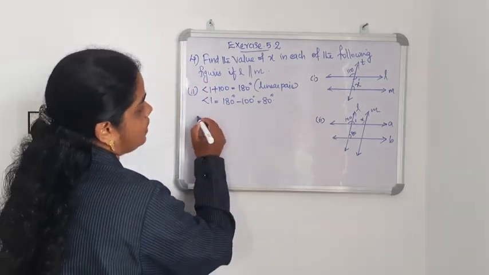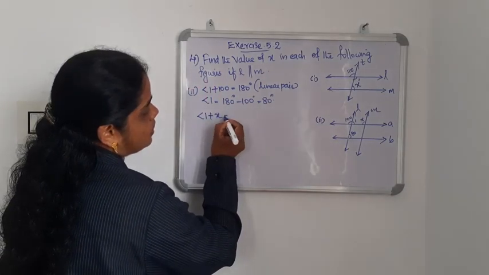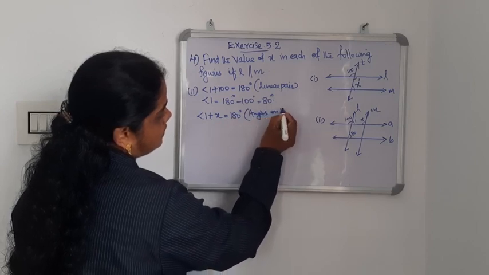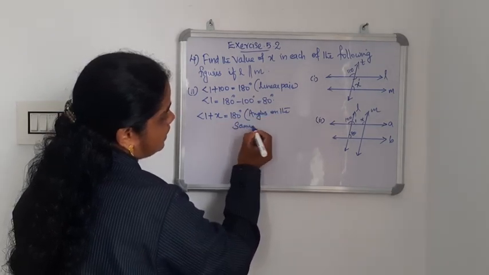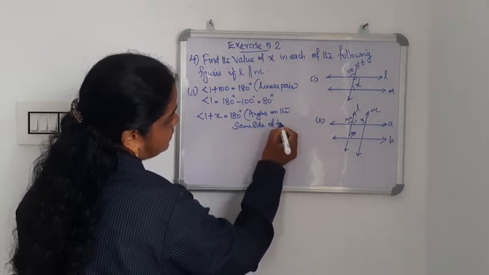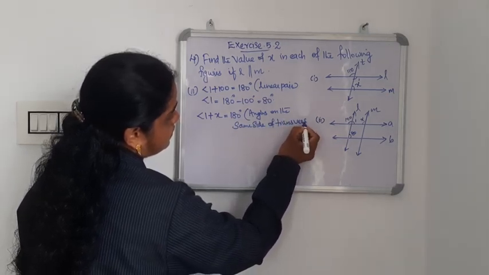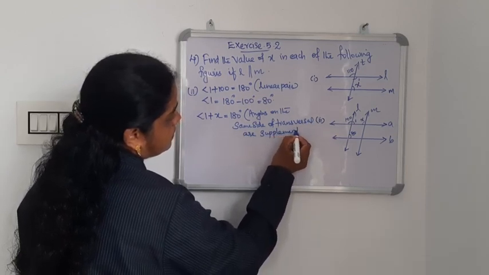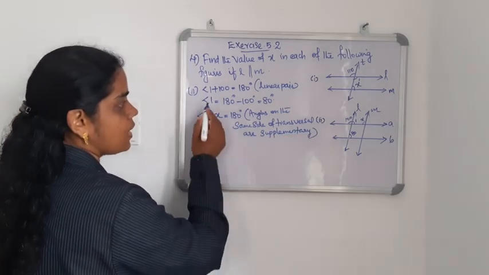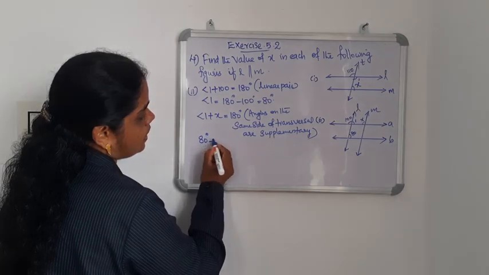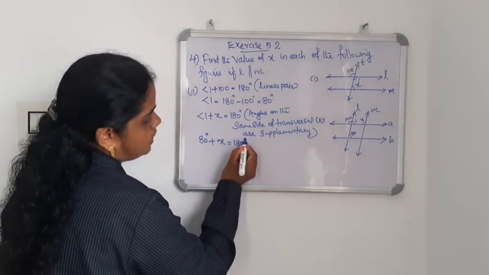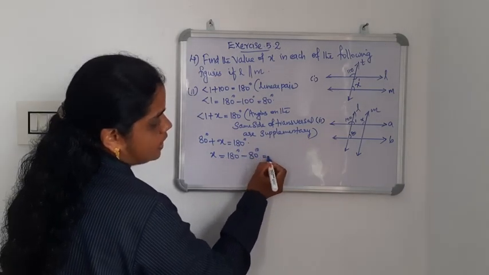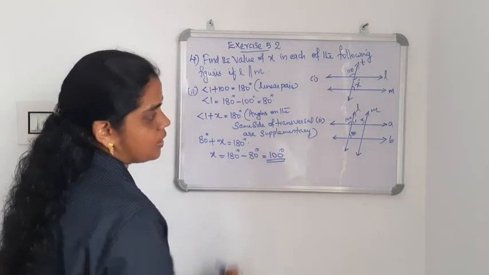Here we can apply the property that angles on the same side of the transversal are supplementary, that is 180 degrees. Next step: angle 1 plus x equals 180 degrees. Reason: angles on the same side of the transversal are supplementary. Angle 1 you already got, it is 80 degrees, plus x equals 180 degrees. Therefore, x equals 180 degrees minus 80 degrees. The answer is 100 degrees.